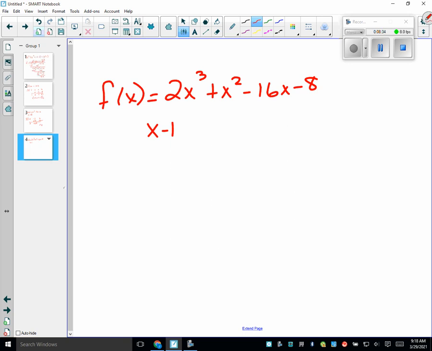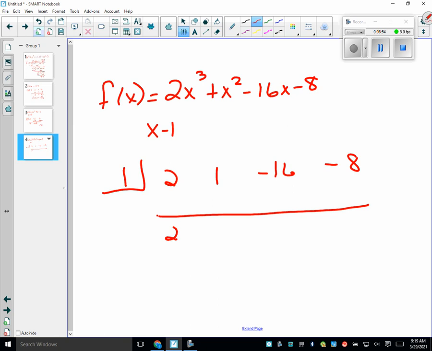You can just use one synthetic. Why does 1 go in the box? x plus 1. Because you always do x equals, right? Okay. 2, 1, -16, -8. You want to know how to do this? 2, 2, 3, 3, -13. Yes or no? No. That's all that is.